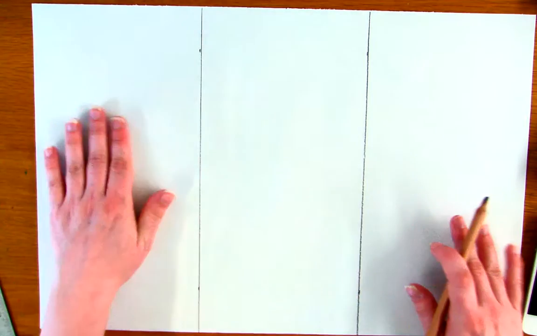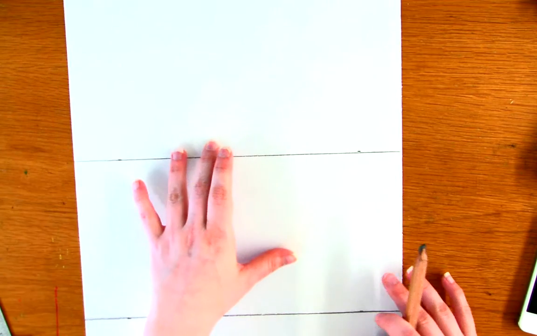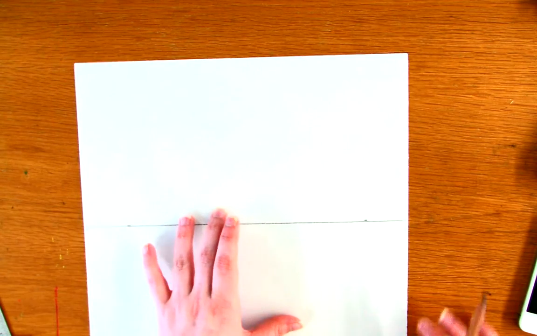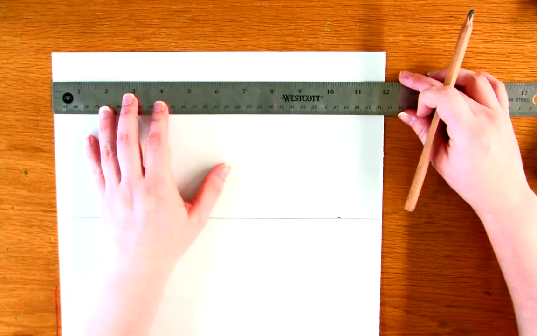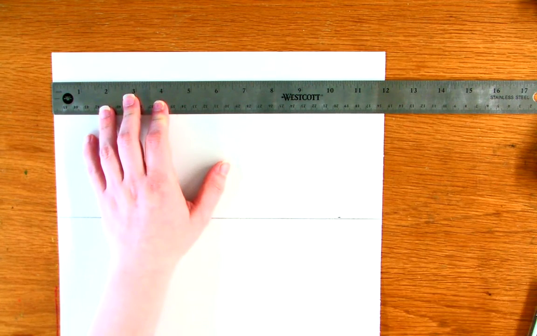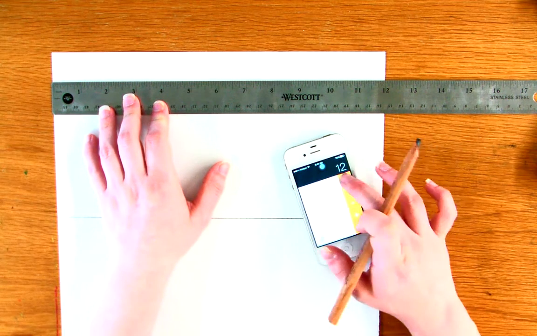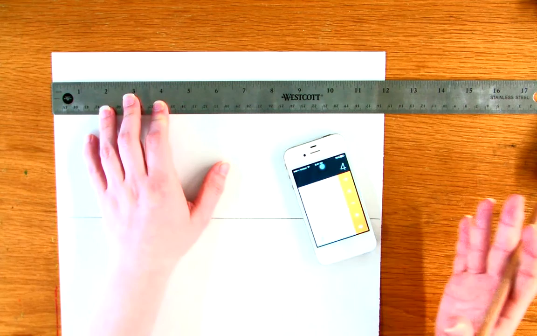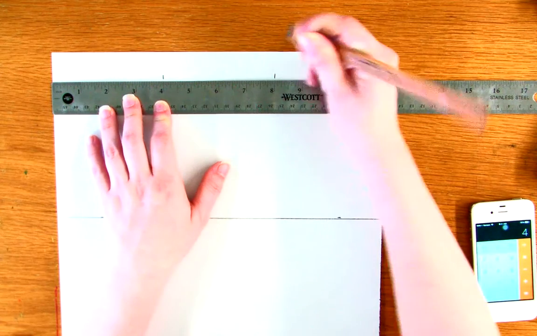1, 2, 3. Now, the rule of thirds is not just these 3. There are 2 other lines that you need. So we're going to turn our paper vertically, and we're going to do the same thing. We're going to measure. So this is 12 inches. Let's get back to my calculator. So 12 divided by 3 is 4. So at 4 and 8 at the top.